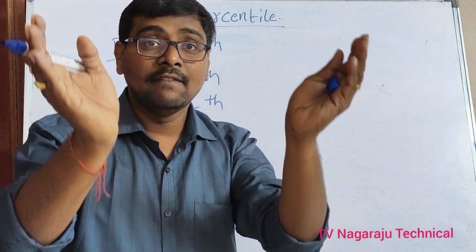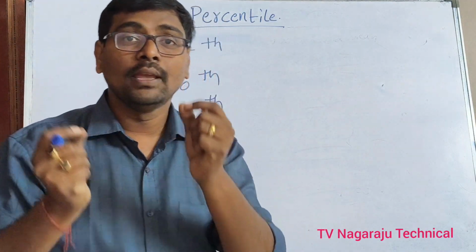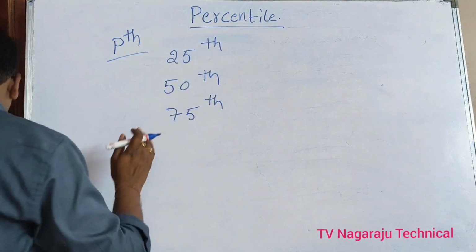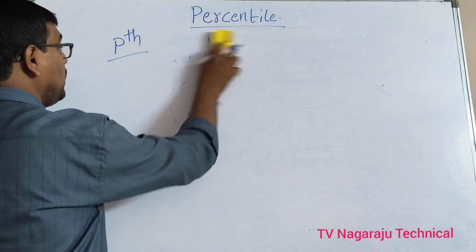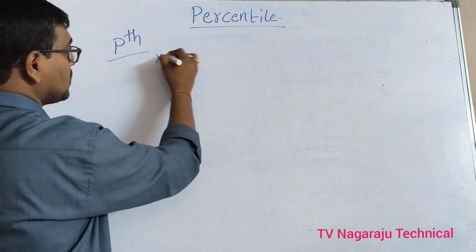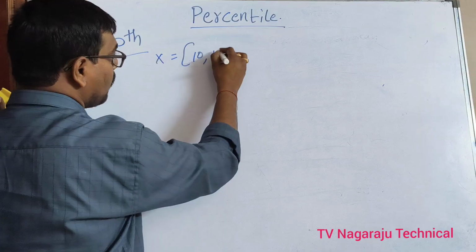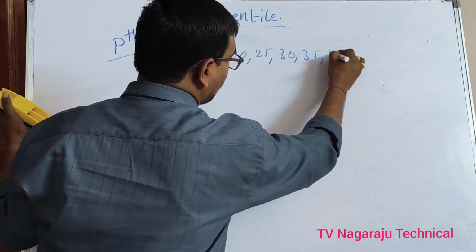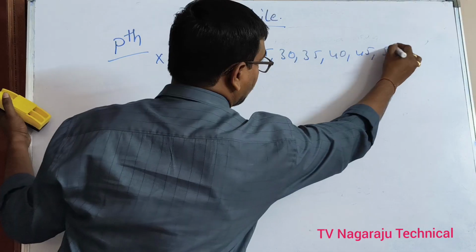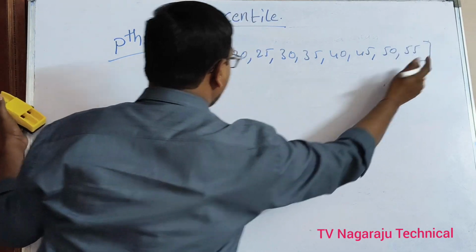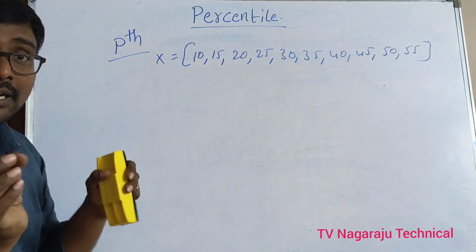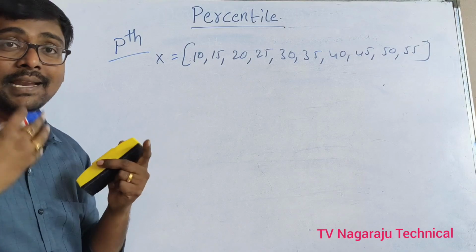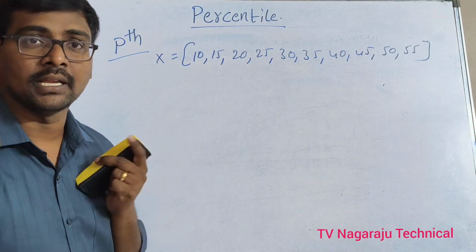Now, for a given data set, how do we calculate the percentile? Consider one example data set: 10, 15, 20, 25, 30, 35, 40, 45, 50, 55. Assume this is my data set. Now for this data set, I am calculating the percentile.